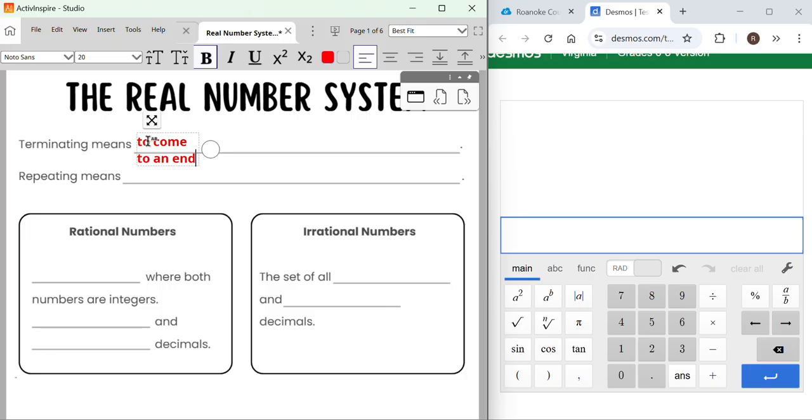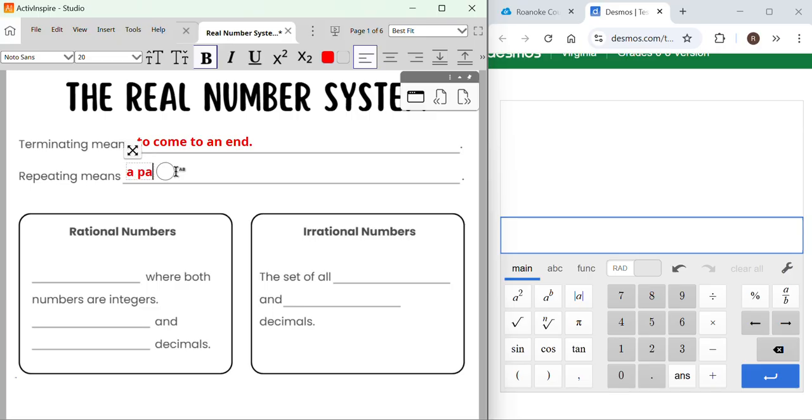When you come to the end of a sentence, you put a period in. So that means that sentence has terminated. It has ended. When you get to Friday, your school week has terminated because it's coming to an end. Okay. Now let's talk about repeating.